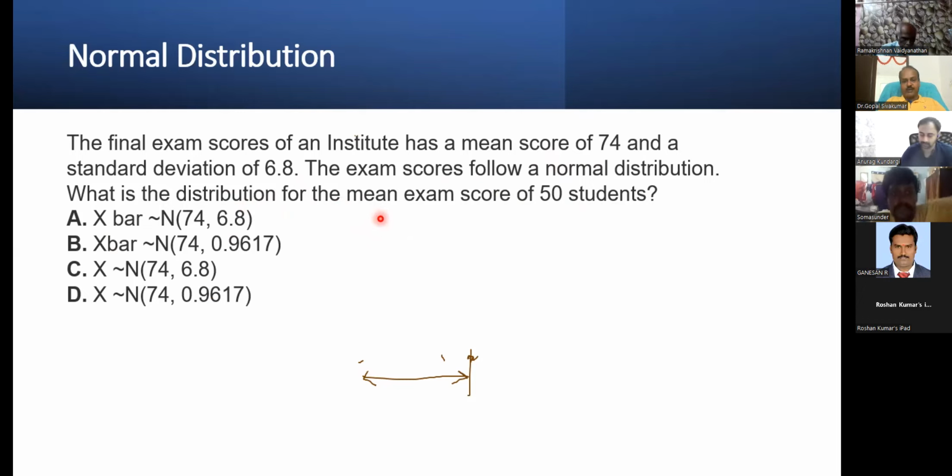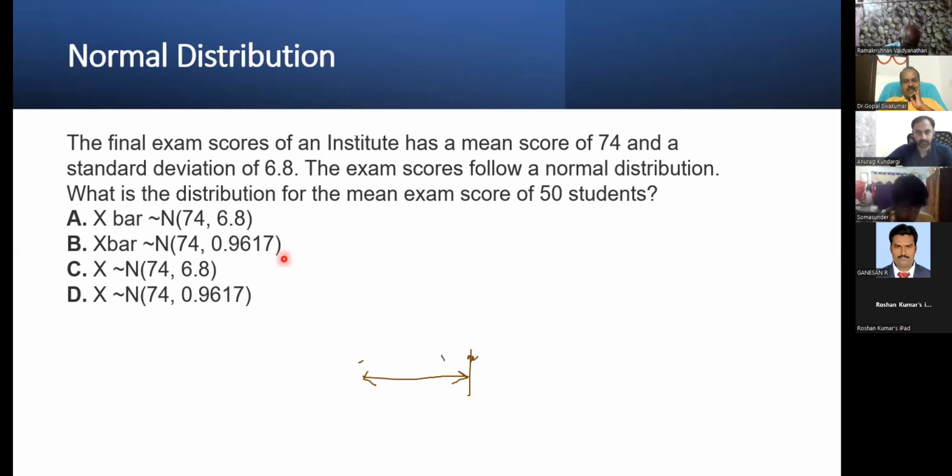Standard error of mean can be calculated from the standard deviation of the population. The standard deviation of the population is 6.8, divided by the square root of n. Can one of you find out how much it is? 6.8 divided by the square root of n. 0.9615.